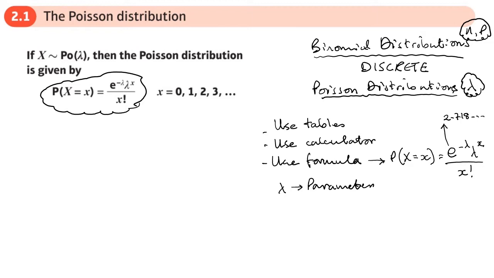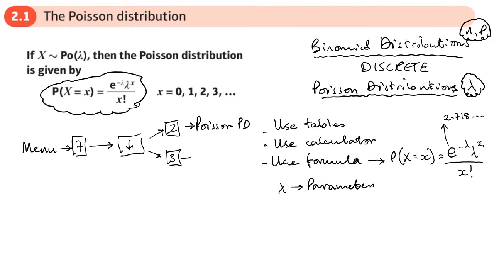If we want to use our calculator to work out the Poisson distribution values, first of all we need to make sure we're in the right mode. So menu and then 7 for distribution. Press 7. Once you do that, you've got some options. Now you need to press the down arrow at the top there, those silver buttons, and then you'll see number 2 is Poisson PD, and number 3 is Poisson CD.